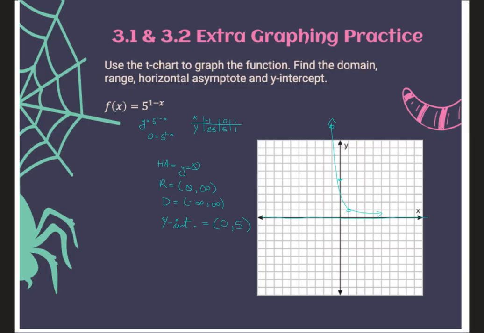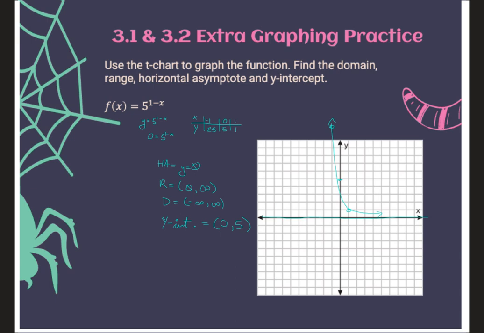The second one, also overall, decent. Watch when you're plugging stuff in. So when you plug in the -1, it's 5 to the 1 minus a -1. That becomes 5 squared. You should have gotten 25, 5, and 1. Horizontal asymptote this time is at 0.